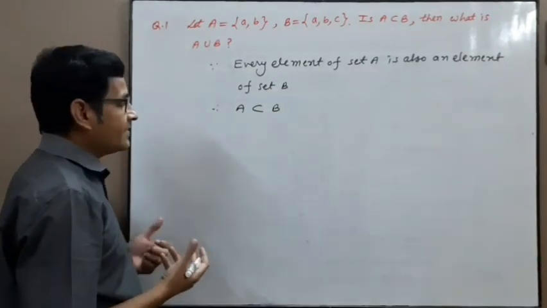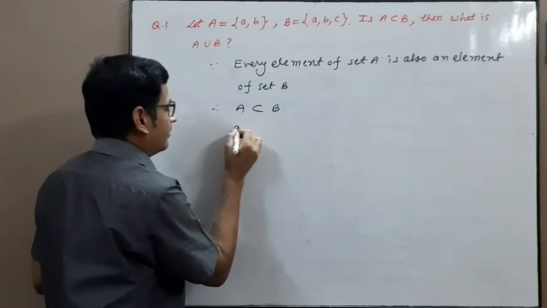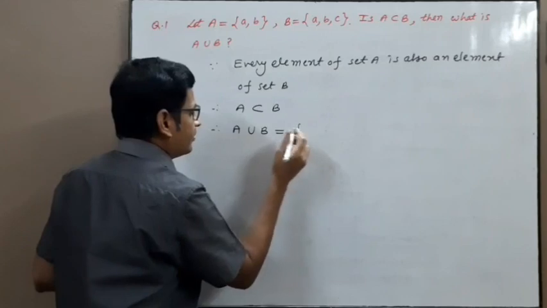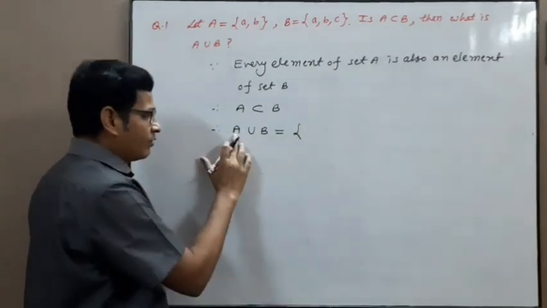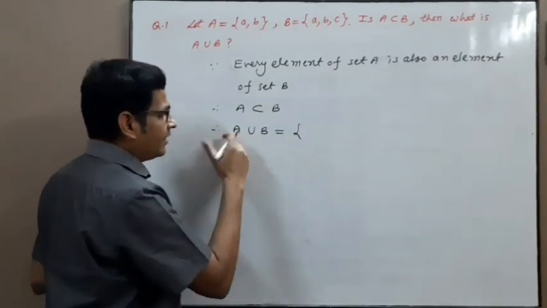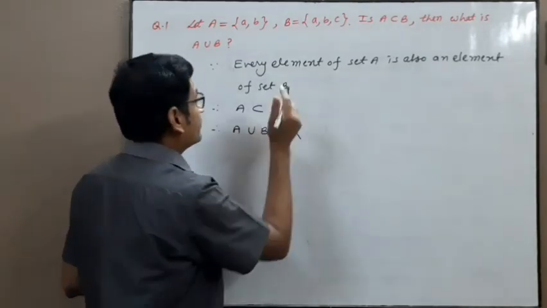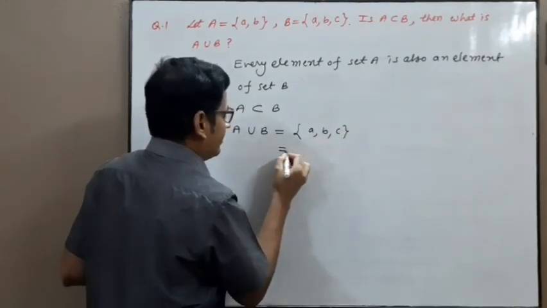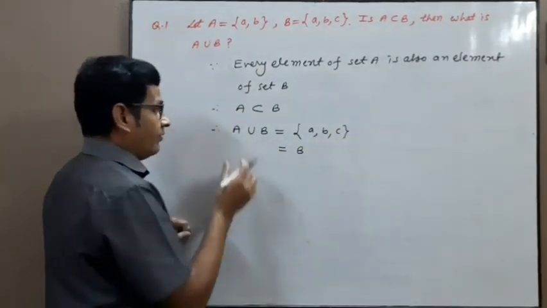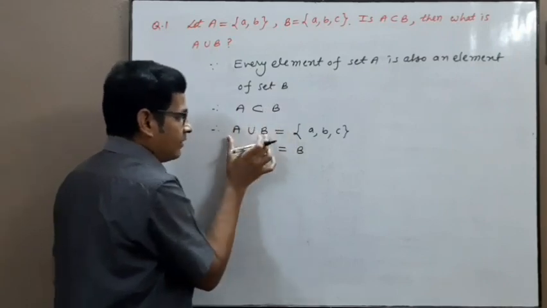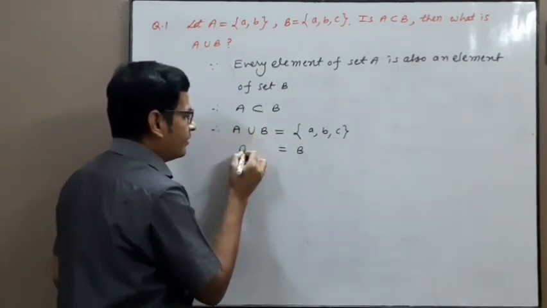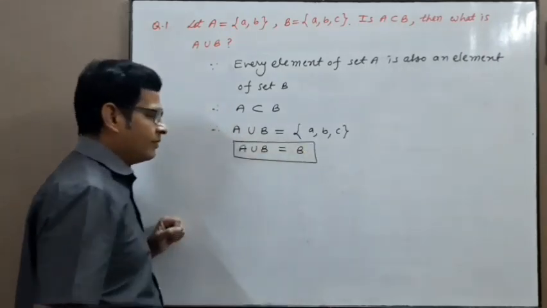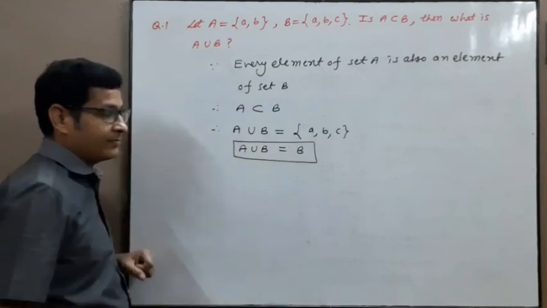Second part: what is A union B? A union B is a set of all those elements which belong to A or B, either in A or in B. So write all the elements of A and B: {a, b, c}, which is equal to B. Whenever A is a subset of B, then A union B is equal to B. As a formula you can use whenever required: if A is a subset of B, then A union B equals B. Always write the larger set.